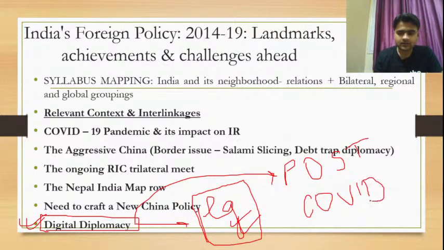Okay, now let me look into some comments. Yes, Jitesh has given another example, that is Byju's. Yes, Jitesh, you are correct. Then we need to build our own ecosystem of supply chain management. Yes, that is very correct by Jitesh.